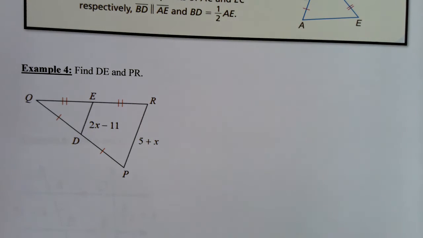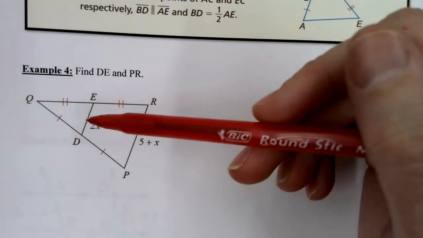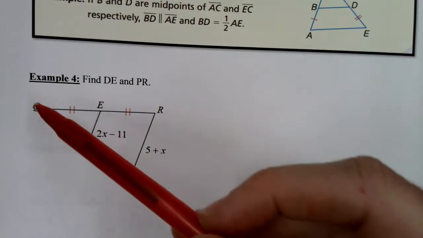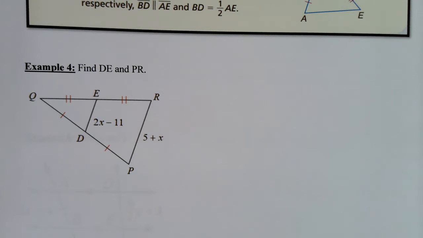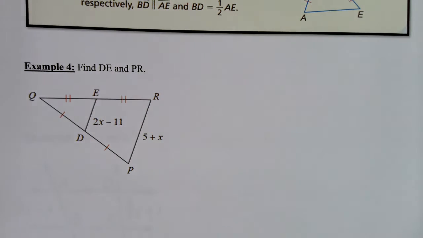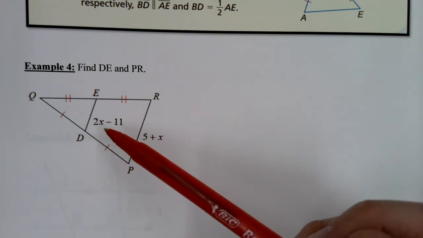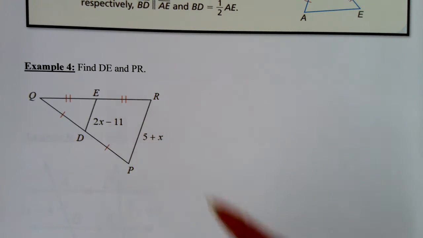Example 4, find DE and PR. Okay, so you can see DE is a midsegment because it's at the midpoint of CP, because CD is congruent to DP, and it's at the midpoint of QR, because QE is congruent to QR. So there's two equations you could write to solve this. I think it's easier to think about it like this, okay? To avoid fractions, well, you could say DE is half of PR, but then you might have fractions. So I like to do it like this.